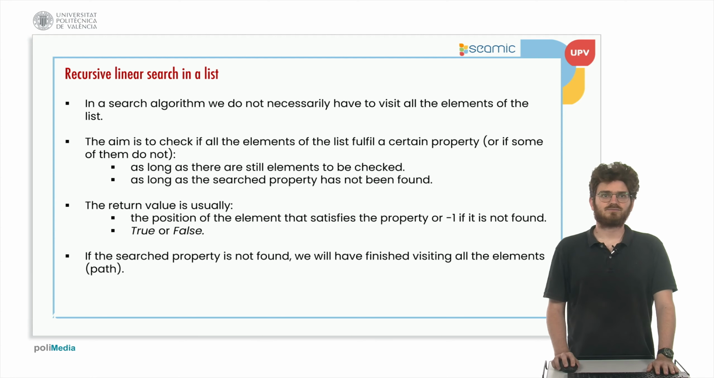If we need to traverse the whole list, then we will say that the search property is not found, and otherwise we'll be able to end early.